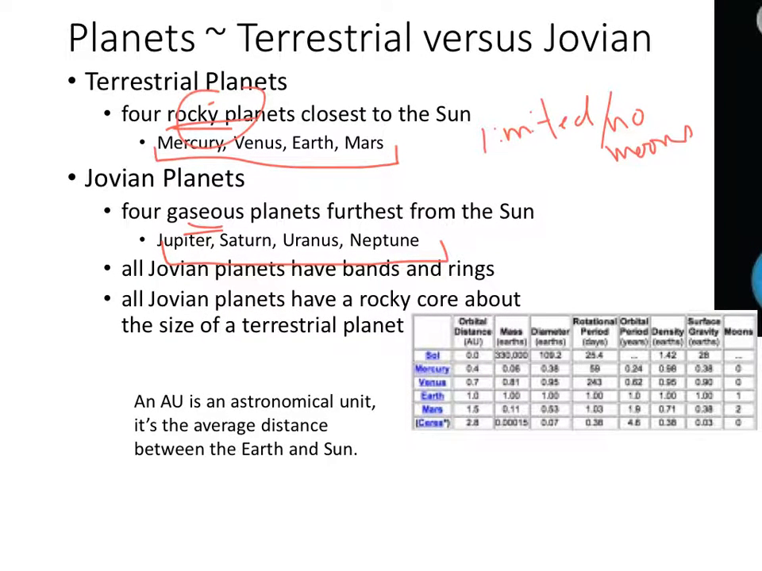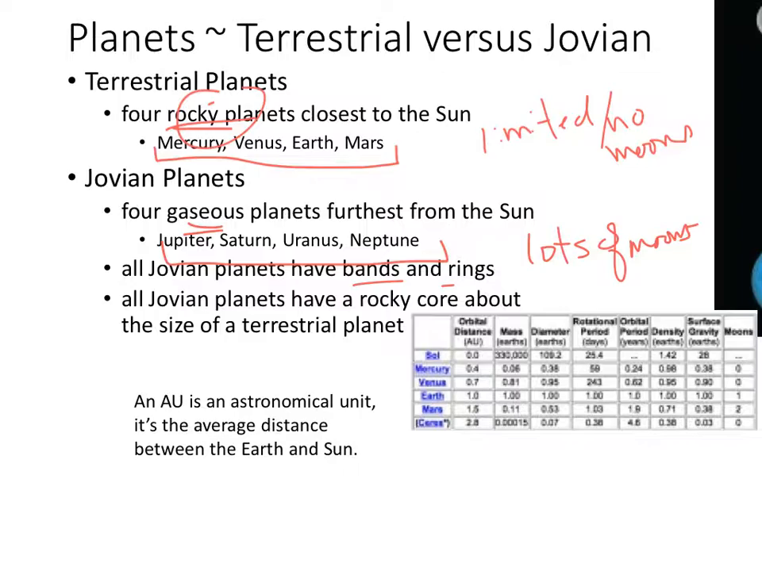So what do the Jovian or gaseous planets have in common? They have lots of moons. I didn't say this here. They have lots of moons. They do. And they have bands and rings.